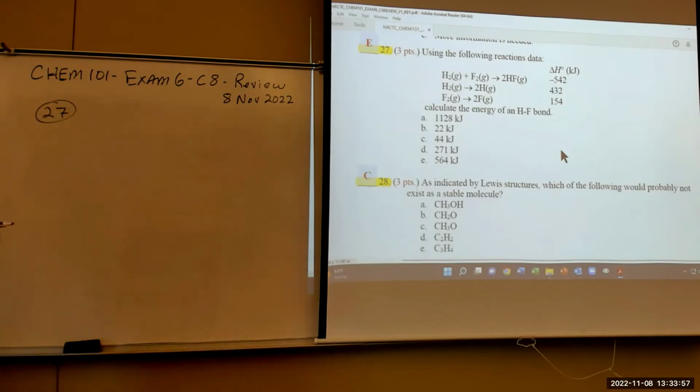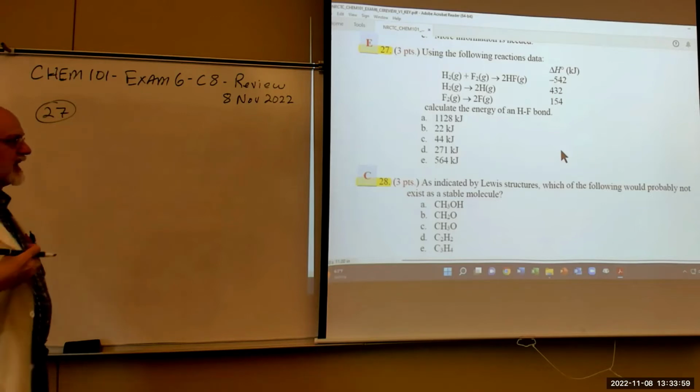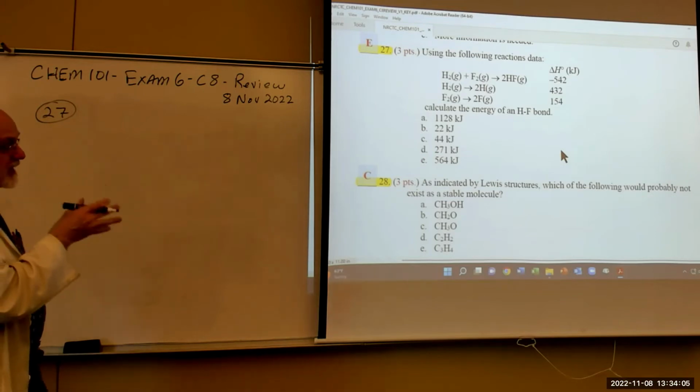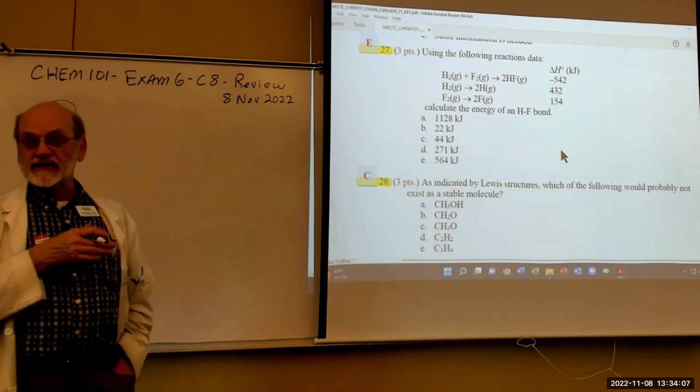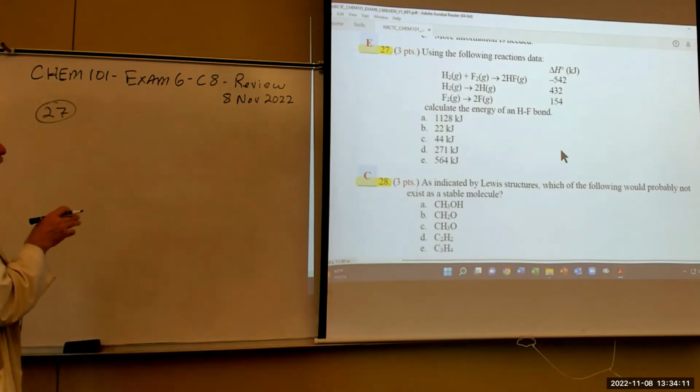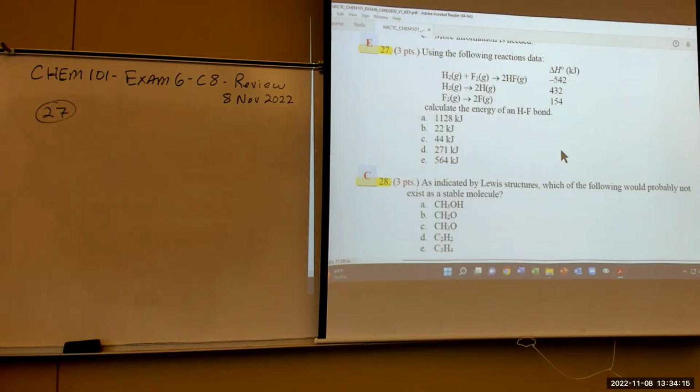Using the following reaction data, calculate the energy of an HF bond. Okay, this looks to me like it's going to be a Hess's law. So what are we looking for with an HF bond? I think I'm right. I want to be sure I'm not barking up the wrong tree because that'd just be wasting our time.